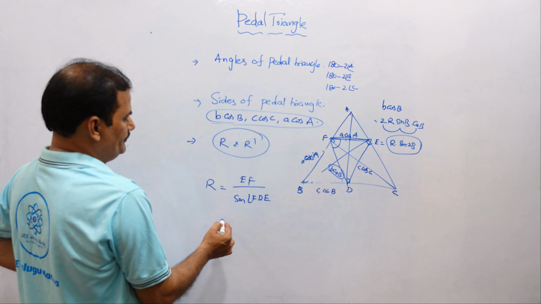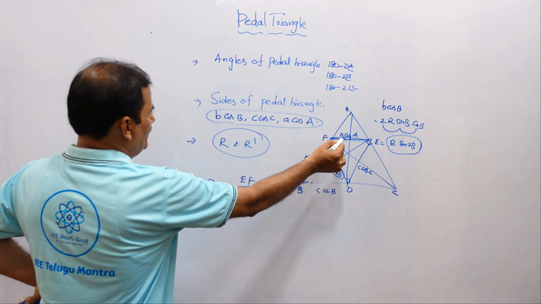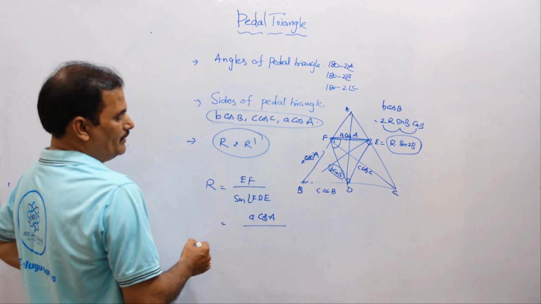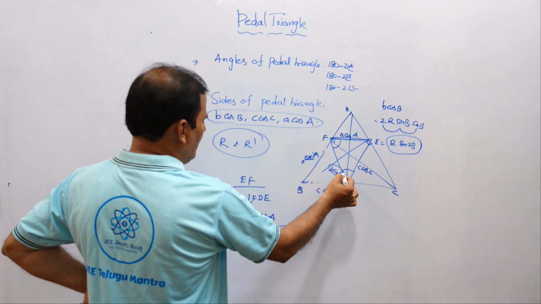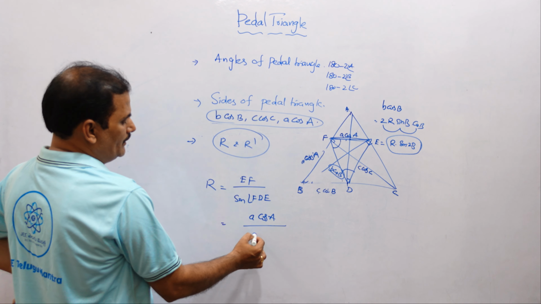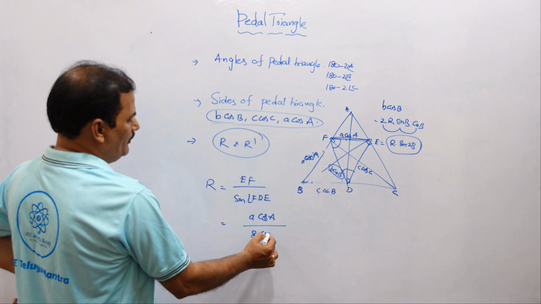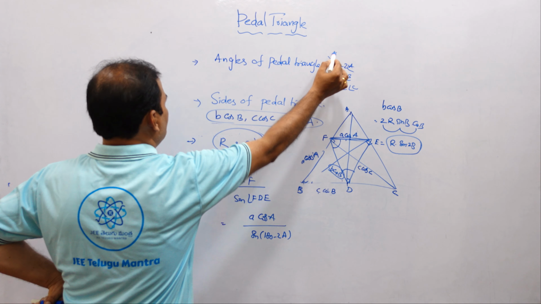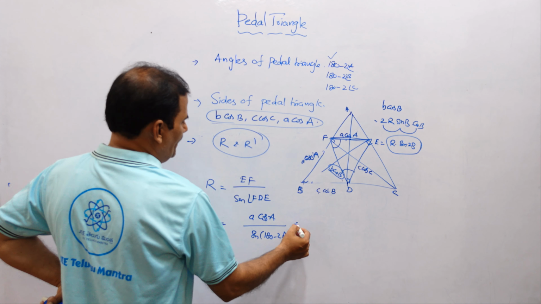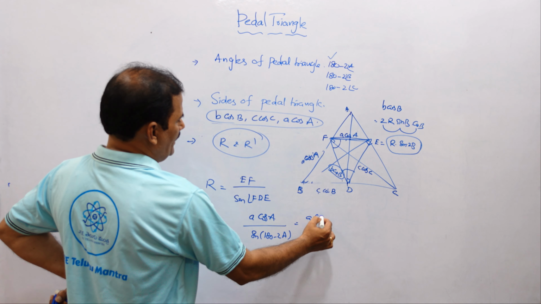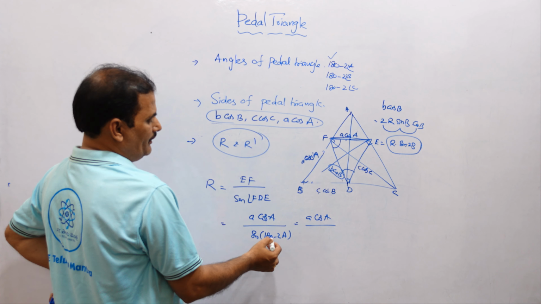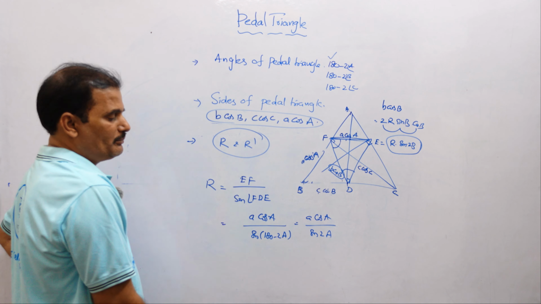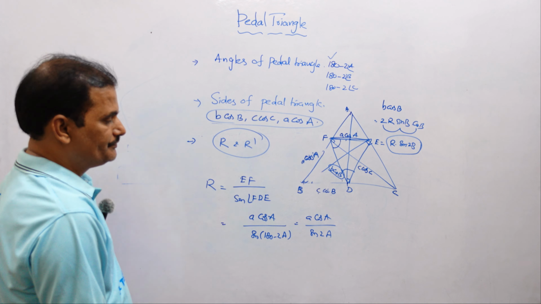A by sin A. EF is equal to A cos A by sin FDE. This angle in a pedal triangle is sin 180 minus 2A. Here pi minus 2A. Now here A cos A by sin 180 minus A. Again sin A. Sin 180 minus theta, sin theta.